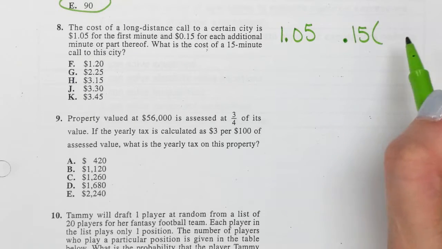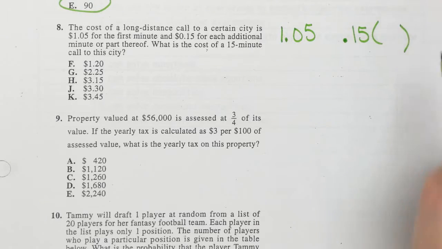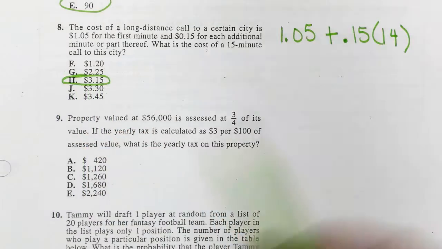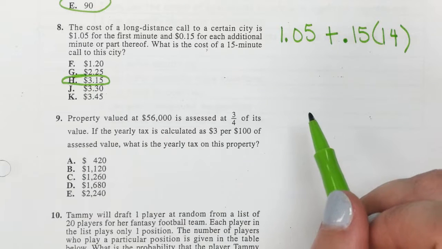First you do 0.15 times 15. Not times 15. Times 14. Because how much is the first minute? The first minute's $1.05, right? And then you add those together. Very good. You got your calculators? Plug it in. Tell me what you get. What'd you get? What you got, AJ? H? Oh, I thought you were saying 8. I'm sorry. H. Look at you go. Very nice job.